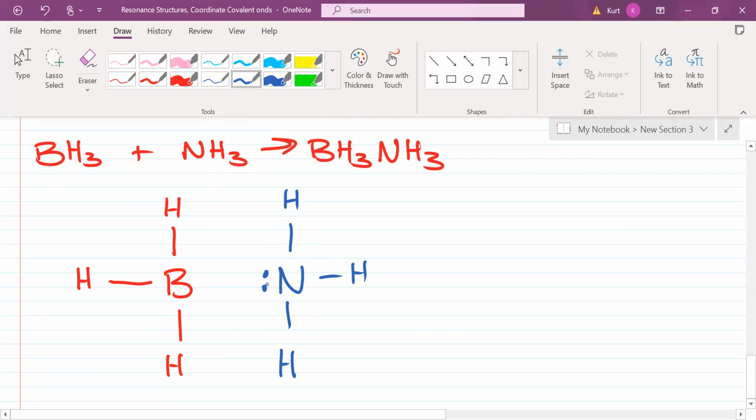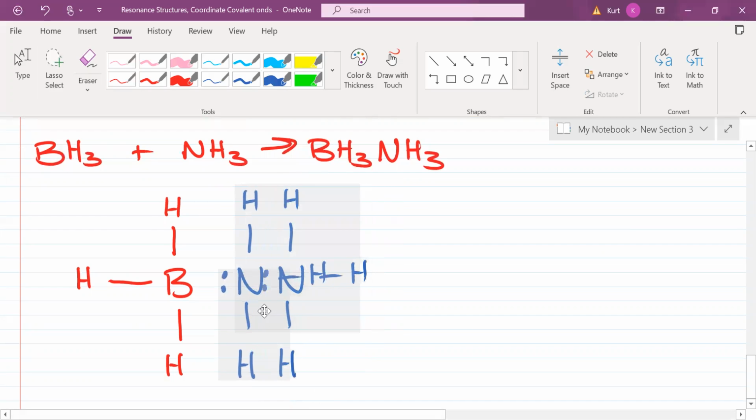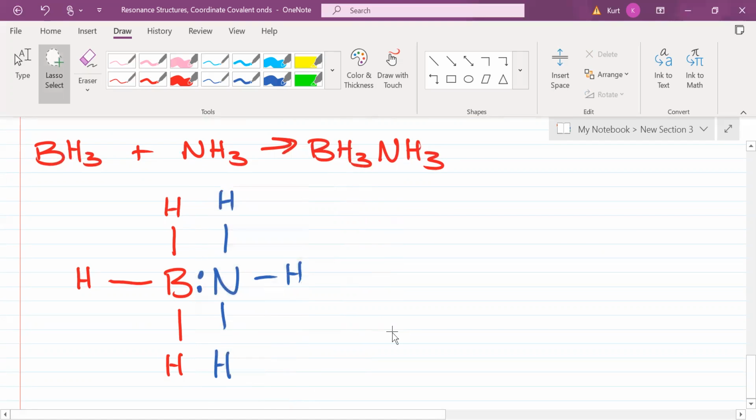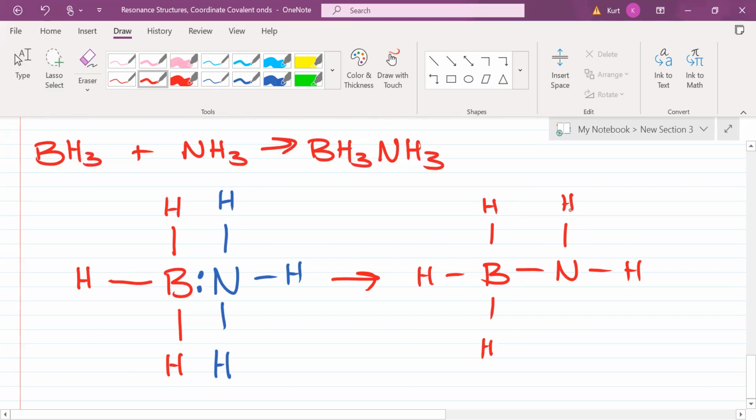The nitrogen's going to give one to the boron. It's going to go like this, everyone. Right there, and it's going to form a bond to look like this. This right here, that is the coordinate covalent bond.